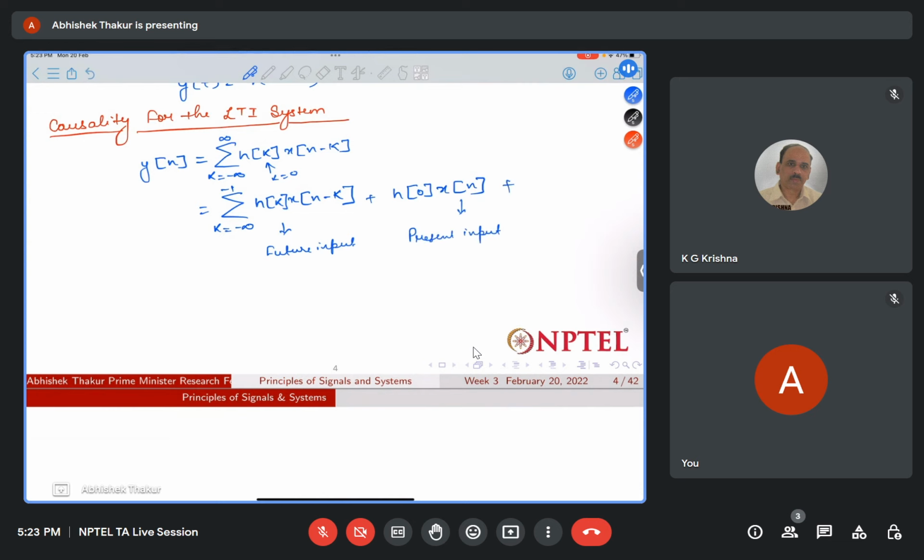Now what values of k are left? That is from 1 to infinity. So it will be the sum over k equal to 1 to infinity of h[k] x[n minus k]. So these are the outputs depending on the past input. And the output of a causal system depends only on the present and past values of the input.